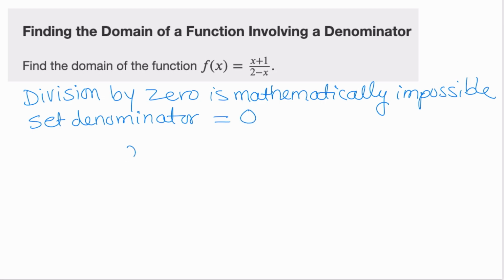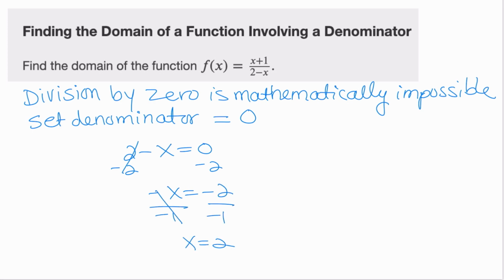So if I grab 2 minus x and set it equal to 0, I'm going to solve. I'm going to subtract 2 from both sides. I get negative x equals negative 2. If I divide by negative 1, I get x is equal to 2. That tells me that when x is equal to 2, I'm going to end up with 0 in my denominator. So my domain is going to be all real numbers, all x values. My x value can be any real number except for x equal to 2.